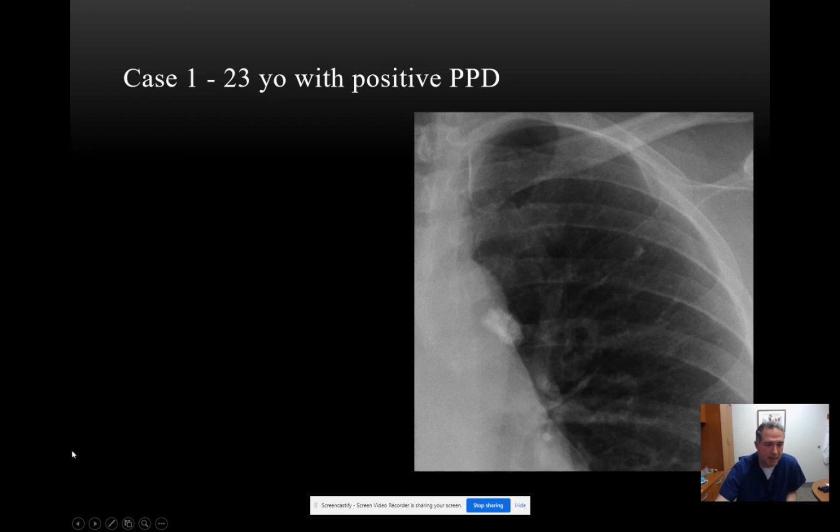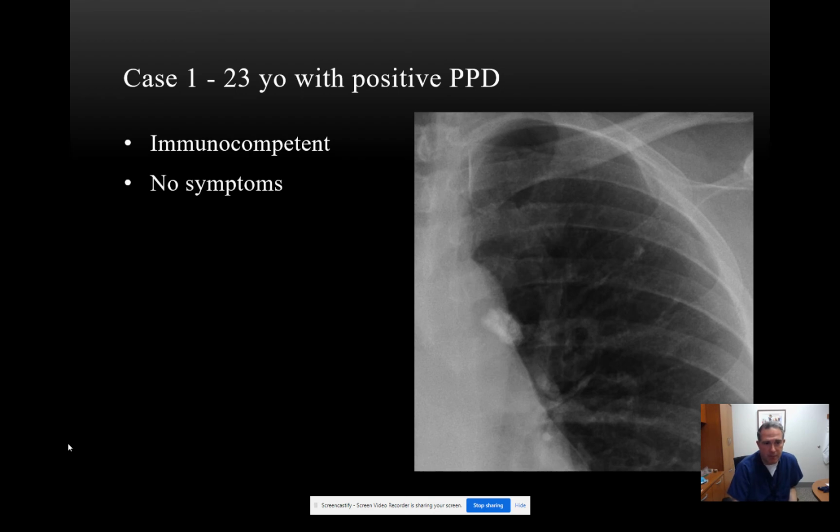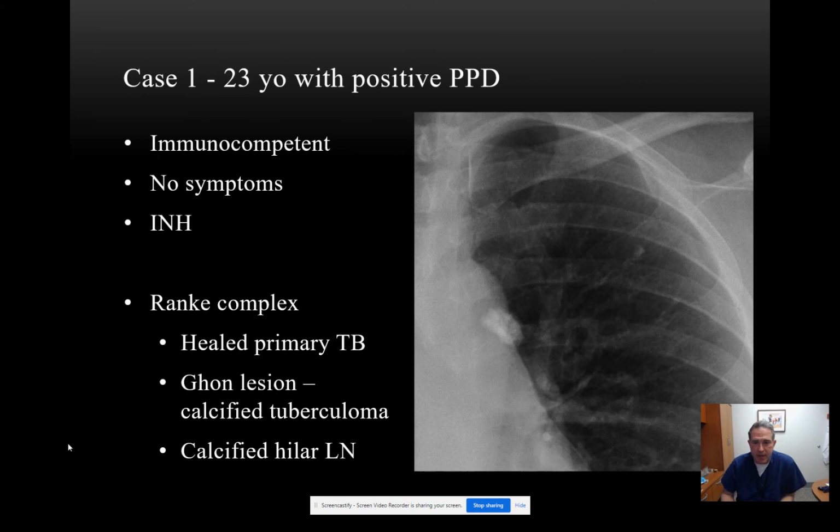We have to decide what we want to say about that. In a patient that's immunocompetent with no symptoms, they get INH. As far as how we describe that, I don't typically go into these descriptions on a dictation, but you could be asked what these are in a testing situation. A Ghon lesion would be the calcified tuberculoma, and then the Ranke complex is the 2 of these things together, which is the healed tuberculoma and ipsilateral calcified hilar lymph node.